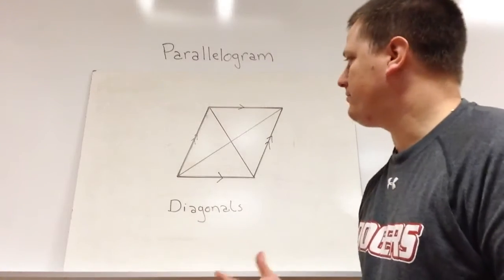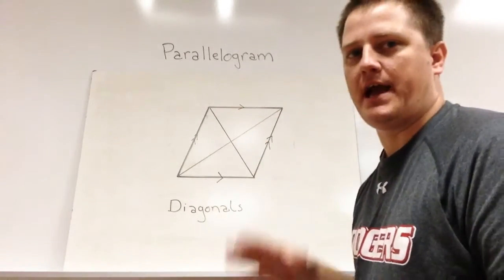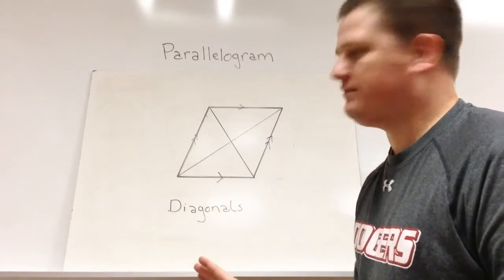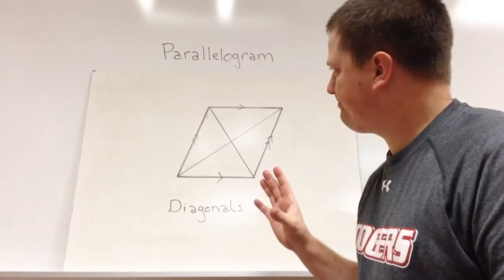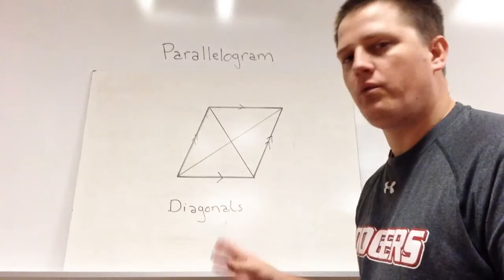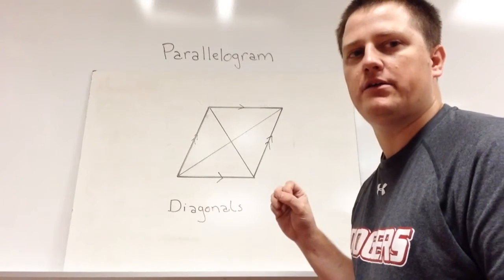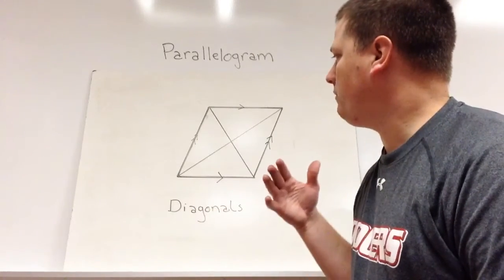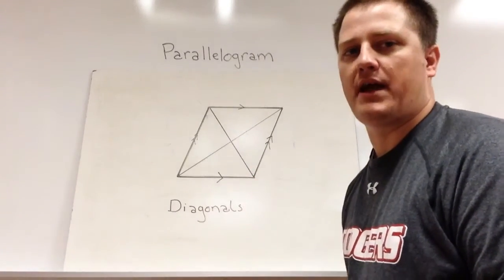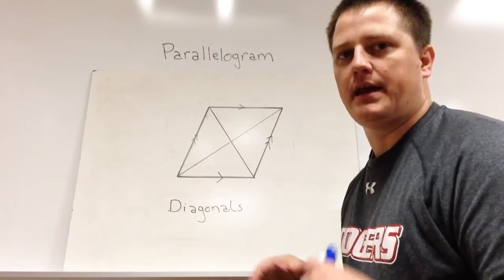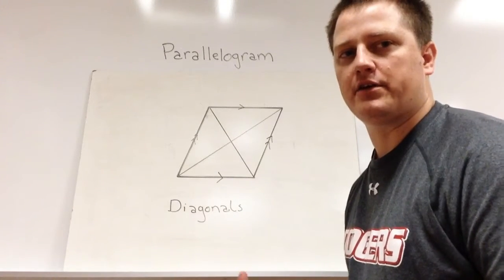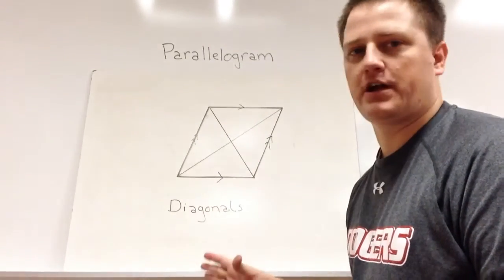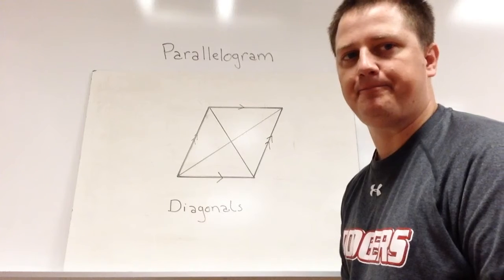Alright, the last one here I have drawn in the diagonals, and what I want to know is, do you notice anything about these diagonals? So what I really want to focus on is the fact that they cross each other and possibly what they do when they cross. Now they would do this to the other diagonal, so be very careful as you look at this. This is a little bit more tricky.